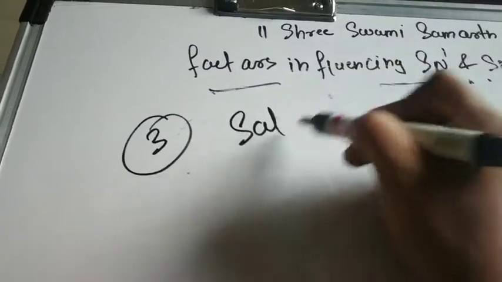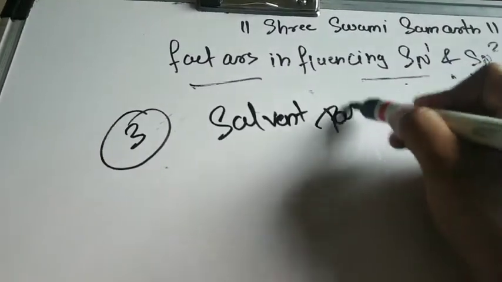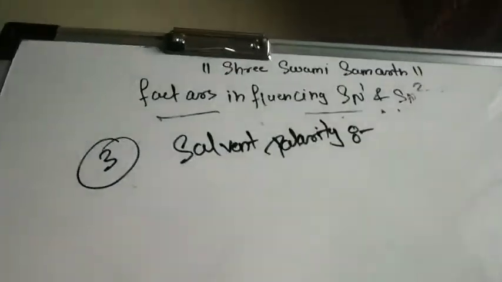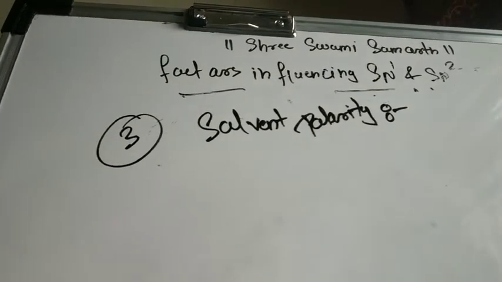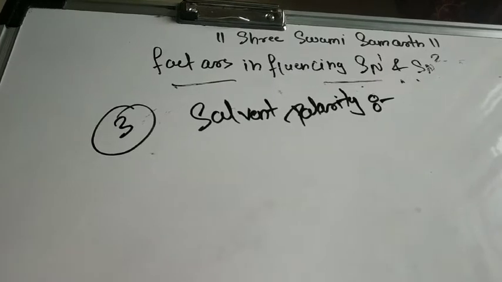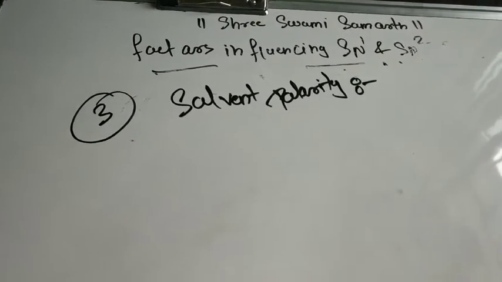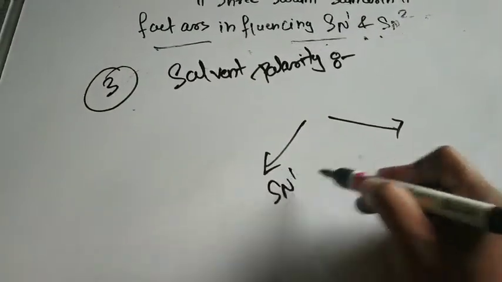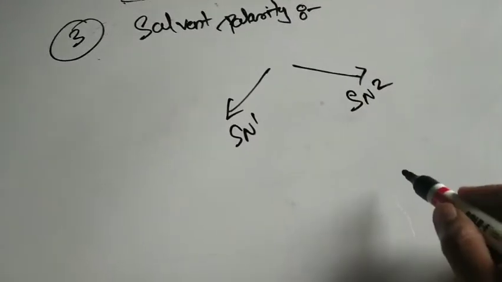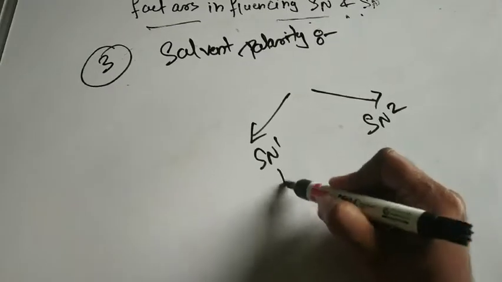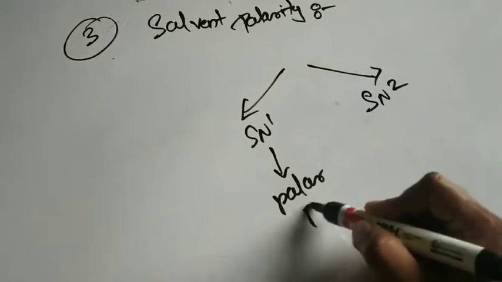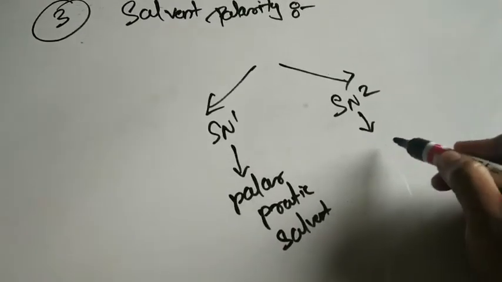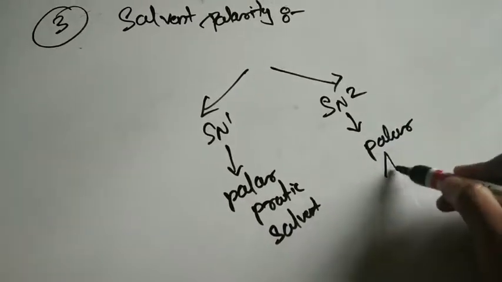Third is the solvent polarity. Now, what is the case of solvent polarity? As I told you, two kinds of solvents are used, the polar solvent and the non-polar solvent. In both SN1 and SN2 we are using the polar solvent only, but in the case of SN1 we use a polar protic solvent. But in the case of SN2 we use a polar aprotic solvent.